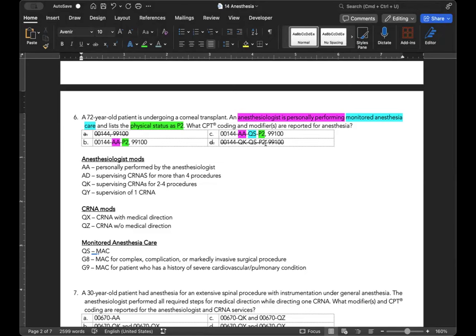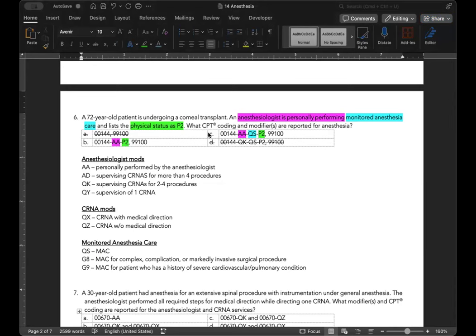Okay. So that's why we have to use three separate modifiers. AA is for the anesthesiologist personally performing it. The QS is for the fact that it is monitored anesthesia care and not general anesthesia. And then your P2 is because we have that physical status P2.